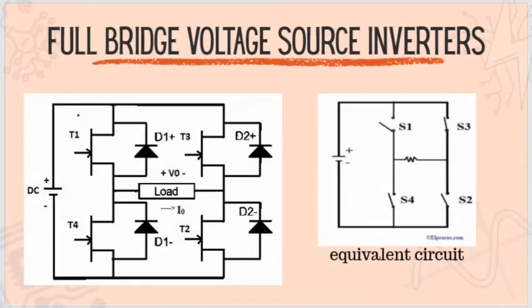The construction of full bridge inverter is it consists of 4 choppers, where each chopper consists of a pair of transistors.